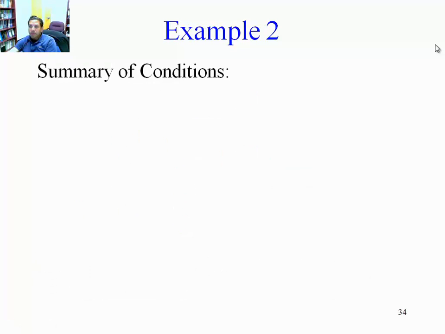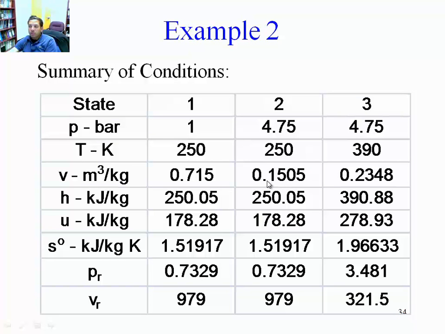Okay. So here's the summary conditions. 0.1505. This is exactly 4.75 times smaller than this one. Now the entire table is completed. Now we can use it to calculate the values at each of the processes. Let's start from process from 1 to 2.